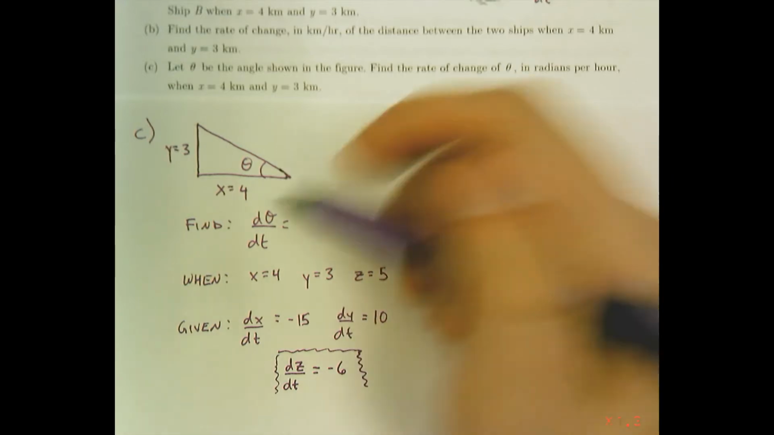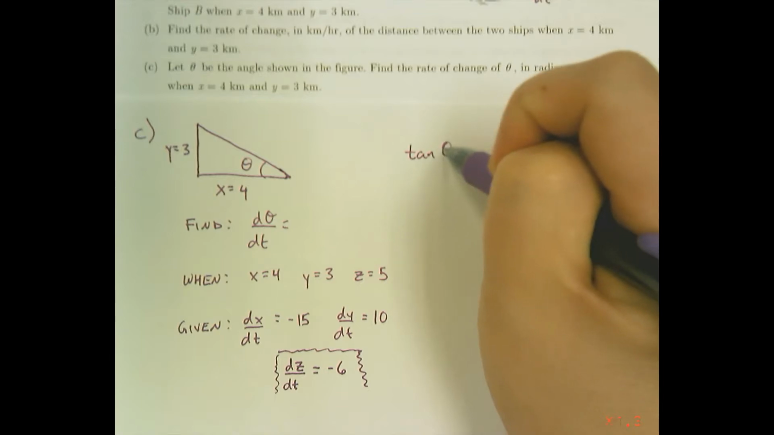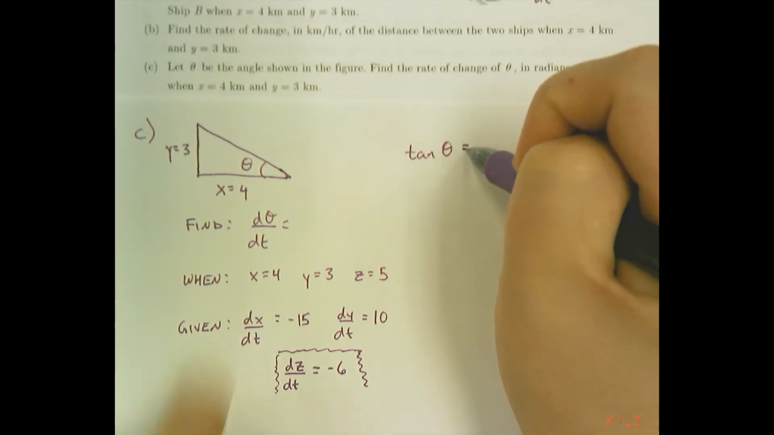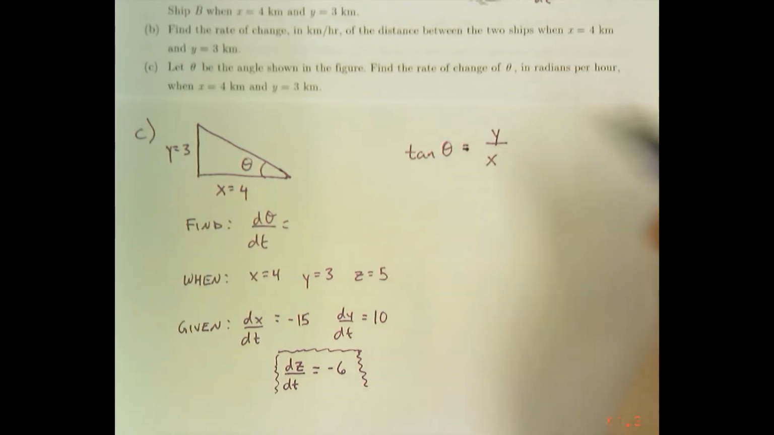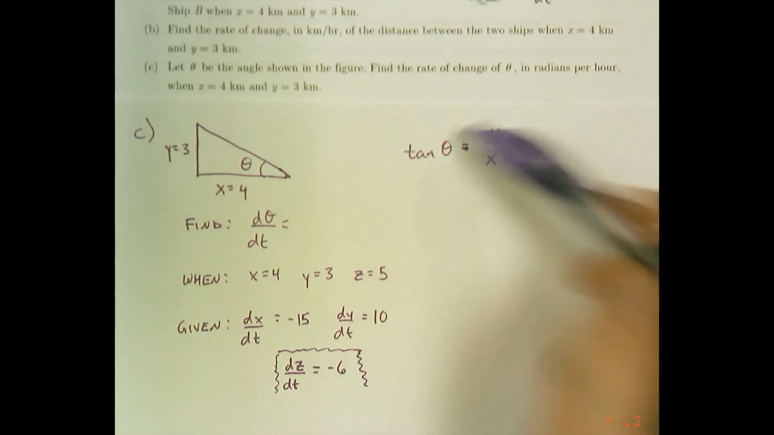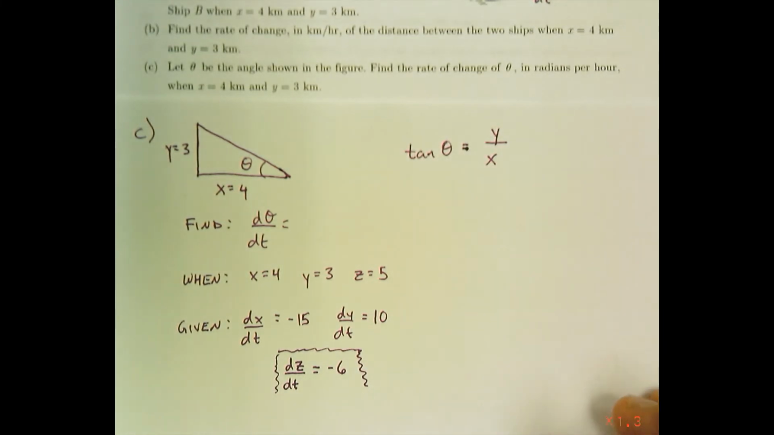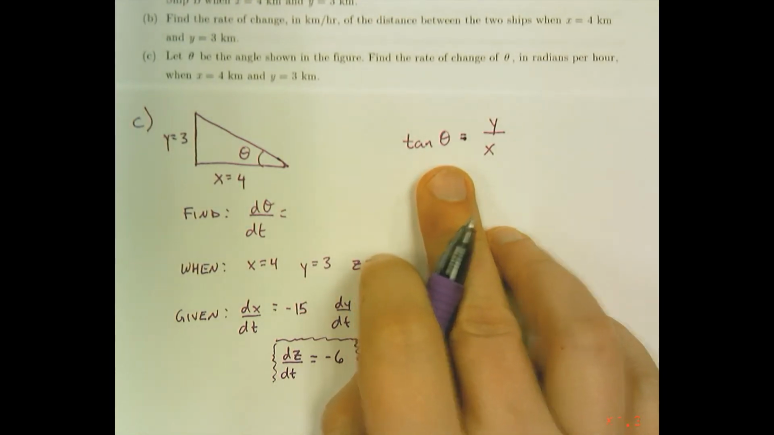And the equation that exists in this case would be tangent of theta is equal to, well, tangent is opposite over adjacent, so y over x. And that would be your relating equation for the variables. And I was able to get away without using a z in the equation, so that's to our benefit. Once we set up the relating equation, then we need to take the derivative with respect to time.